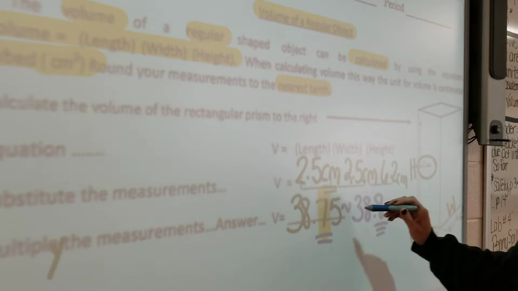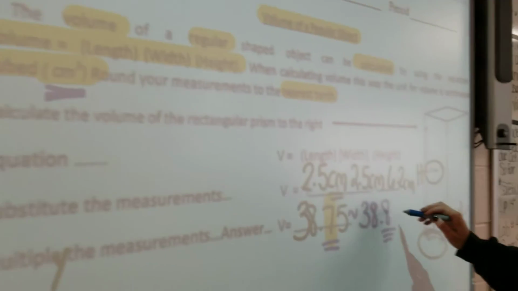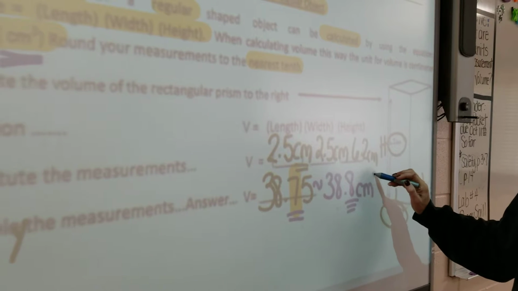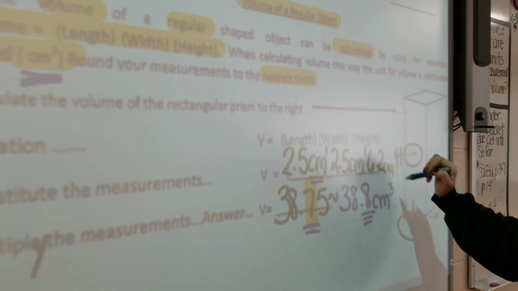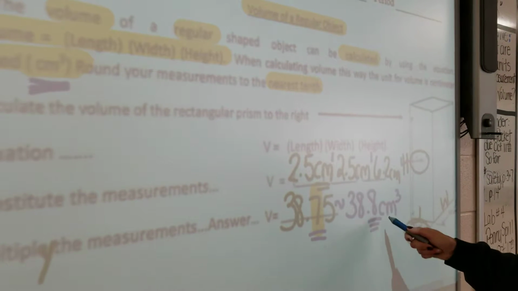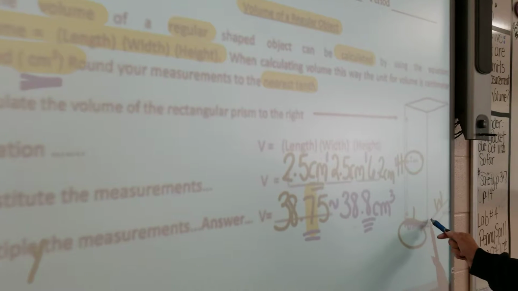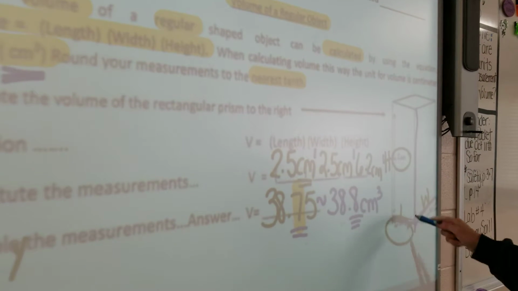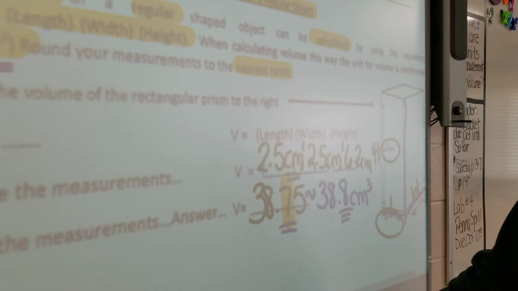And now we need to look for our units. Come back up here. Our units are centimeters cubed. Why are the units centimeters cubed? Because you're multiplying 1 centimeter times another centimeter times another centimeter. When you multiply them, you are going to add the exponents, centimeters cubed. It's three-dimensional. Length times width times height is giving you centimeters cubed. This is the example problem.